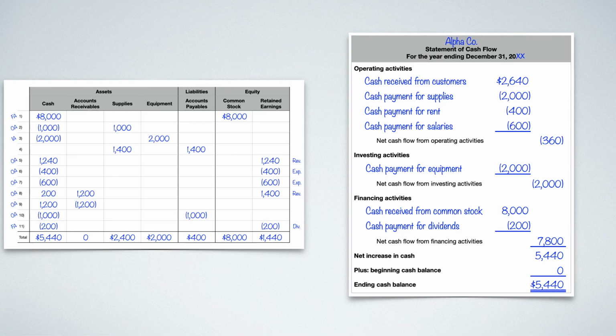But if you take a look back at your balance sheet, the ending cash balance here on the statement of cash flow should equal the cash balance on your balance sheet. And in this situation, it does. It's still 5,440. And there you have it. That is the financial statements. I hope that made sense.